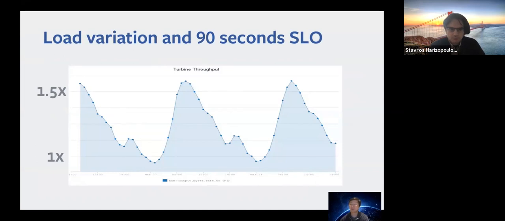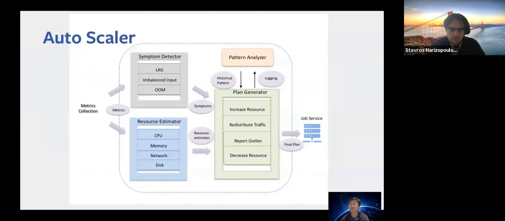We mentioned the autoscaler a bit earlier. Now let's take a detailed look. Autoscaler has a few building blocks. First, it has a symptom detector. It will look at various metrics and decide if we need to make adjustments. For example, it can look at the lag of stream processing jobs. If we encountered an SLO violation or about to have violation, the autoscaler can take action. One possible action is to increase the number of tasks for the job.